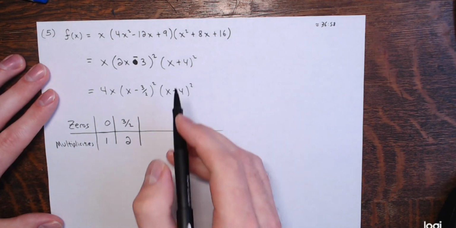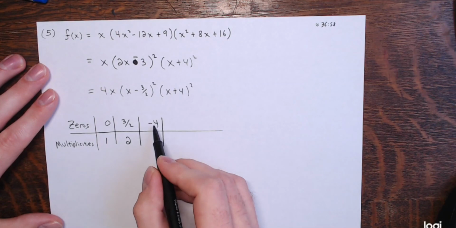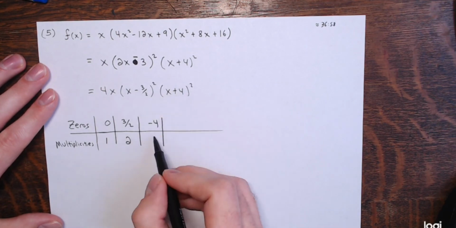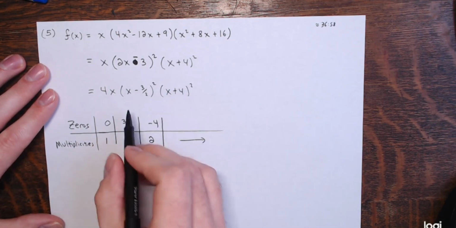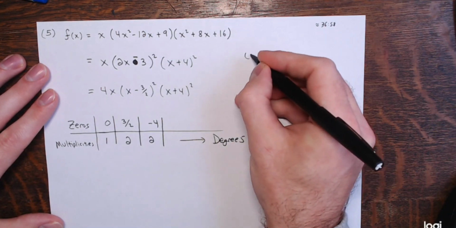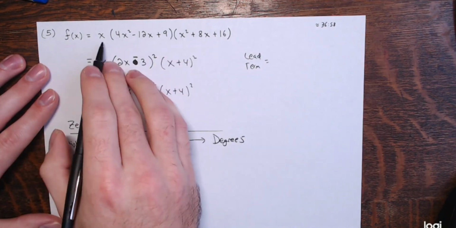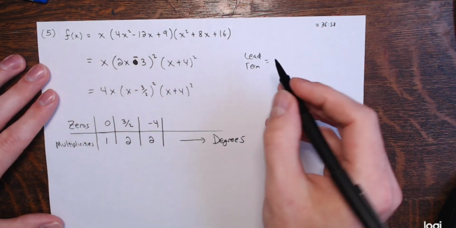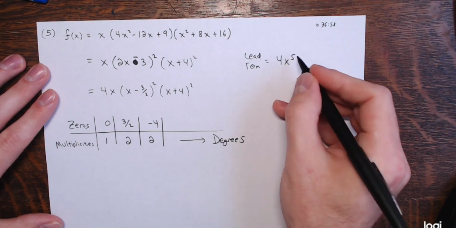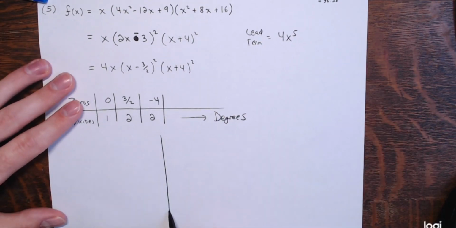And the last factor here, x plus 4, if x were negative 4, the output would be 0, so the zero is x equals negative 4. And again, the multiplicity is 2. If you were to total all these up, this is a degree 5 polynomial. In fact, the lead term, if you multiply all the lead terms, x times 4x squared times x squared would be 4x to the 5th. So again, we have an odd degree positive lead coefficient. That's not always going to happen.